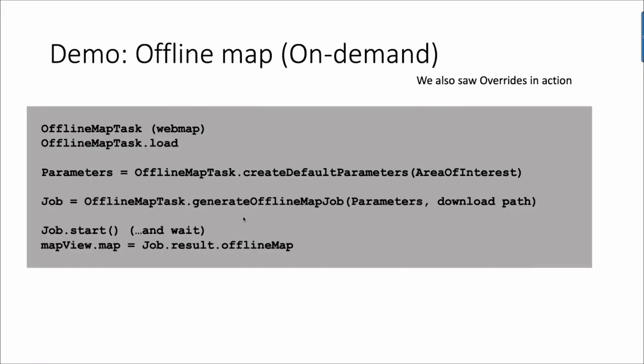Okay, so that was quite a lot to cover, but we saw how you can take an area of interest. Ultimately, it boils down to something very simple. You have your offline map task, which you initialize with an online connected web map. You set some default parameters. In this case, we use the area of interest that we wanted to download, and you generate this job. Then you start the job, monitor the job, wait for it to complete, and when it completes, it'll hand you an offline map. It's local on your device that you can just set to the map view's map.